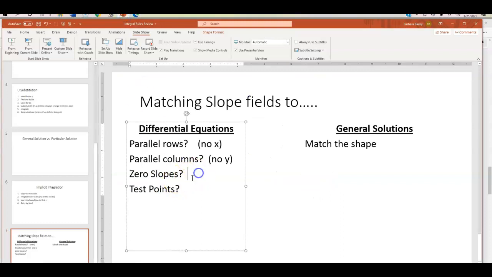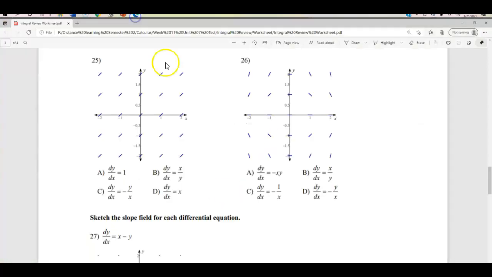Finally, if those three strategies don't work, just plug in a point. And really what you're trying to do there is look for positive or negative slope. So for instance, going back to the one that we just had, I know that it's either A or B. So what I would do is pick, let's say, this point right here. If I plug in 1, 1, as you can see, I should get a negative slope. If I plug in positive 1 and positive 1 for x and y, would I get a negative slope? No. If I plugged in positive 1 here, would I get a negative slope? Yes. So now I know this has to be the answer, because that's the one that would give me a negative slope at 1, 1. So that's another thing that you can do.